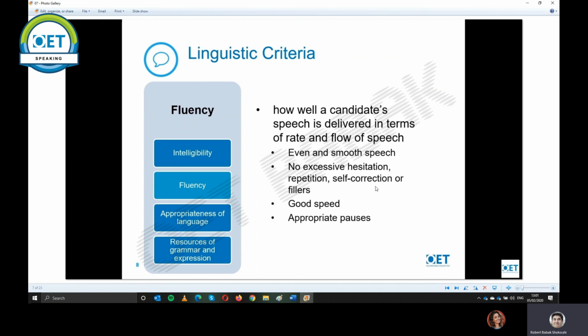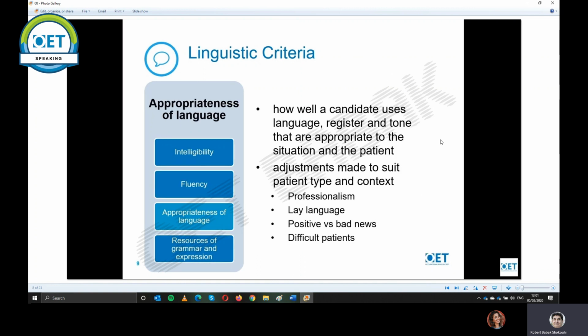So if you speak more slowly, that might affect your mark. Appropriate pauses. Some pauses are appropriate. This pause was appropriate because I was giving you space. And the next part is appropriate language: how well a candidate uses language, register, and tone that are appropriate to the situation and the patient, and adjustments made to suit patient type and context.